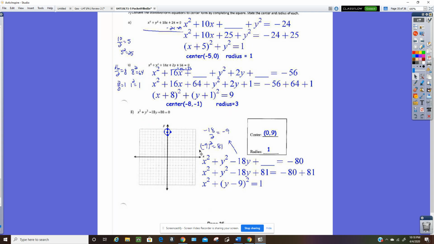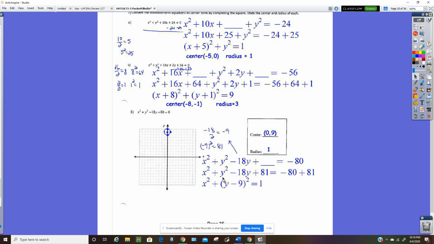And then the last one here, collecting the x terms together. There's only one, x squared. Collecting the y terms, y squared minus 18y. Subtract 80 from both sides, you get a -80 here. And then -18 divided by 2 is -9. -9 squared in parentheses is 81, so that's add 81 here on the left. I have to add it on the right.